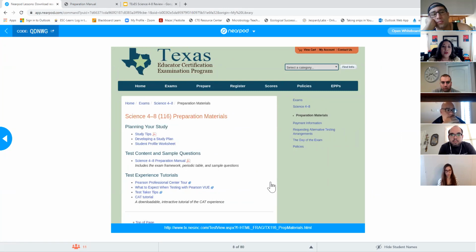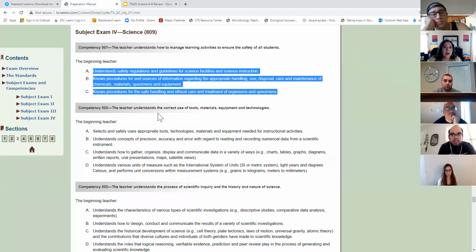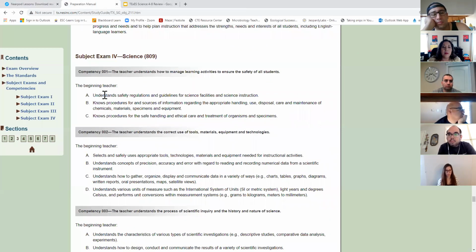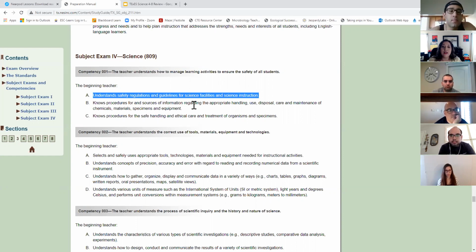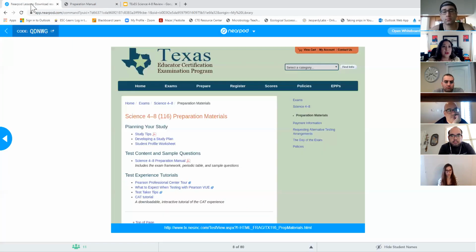Okay, so if you go to your competencies, I'm going to open up mine here. Okay, so for safety, we just did competency 1. So it says that we have to understand safety regulations and guidelines for science facilities. You've got to know procedures for and sources of information regarding the appropriate handling, use, disposal, care, and maintenance of chemicals, materials, specimens, and equipment. So if there's something in there that you need to look up a little bit further, just make a note of that. And then there are procedures for the safe handling, ethical care, and treatment of organisms and specimens. So we just kind of went over all of that. So again, that's just how the review's put together.